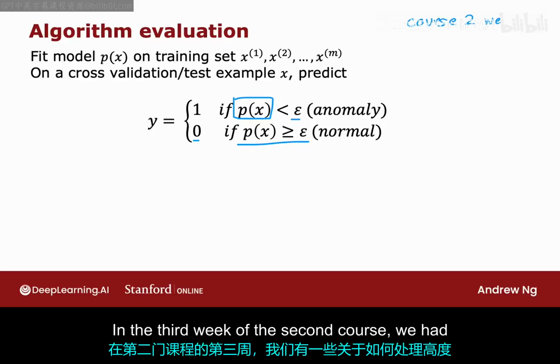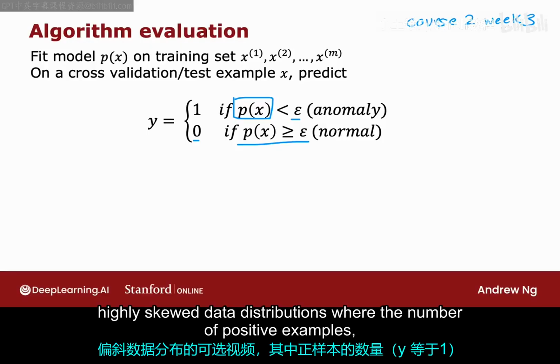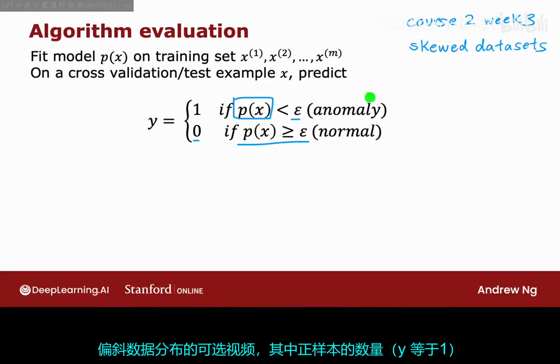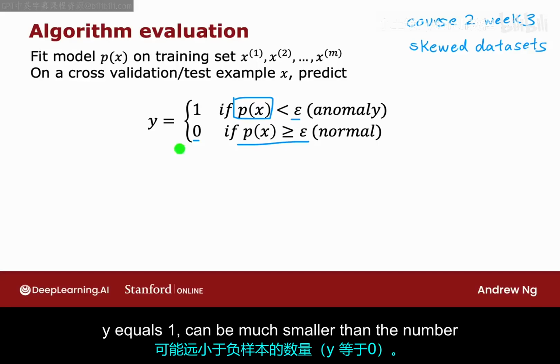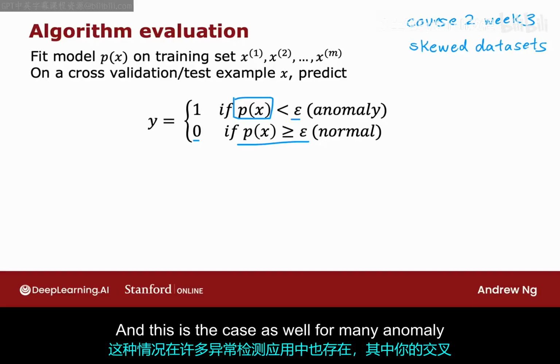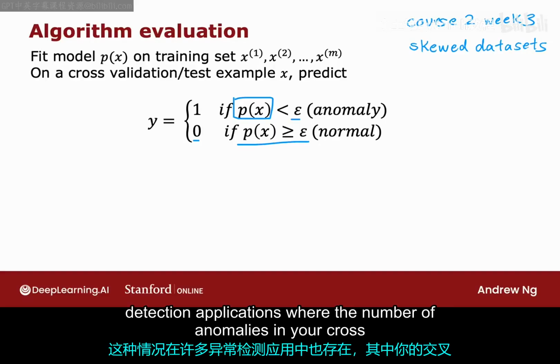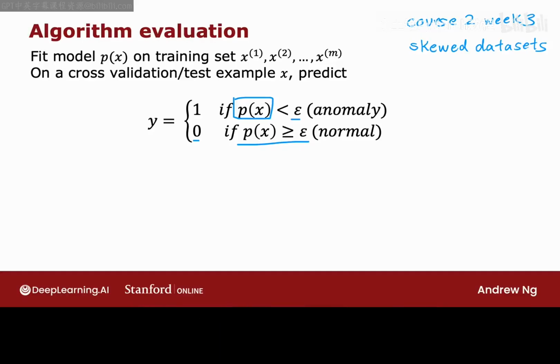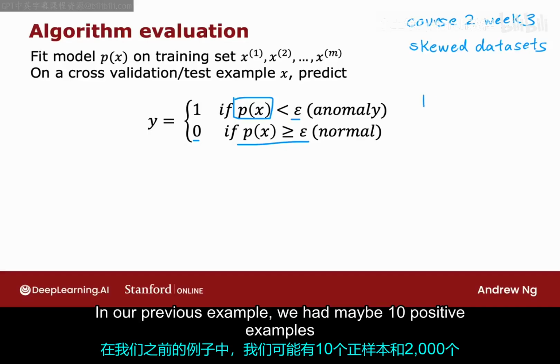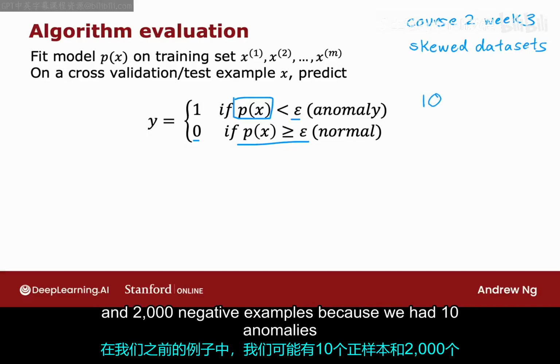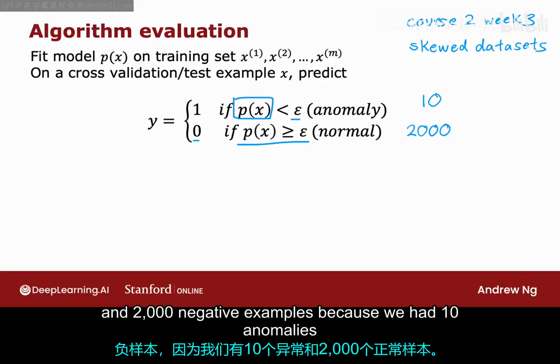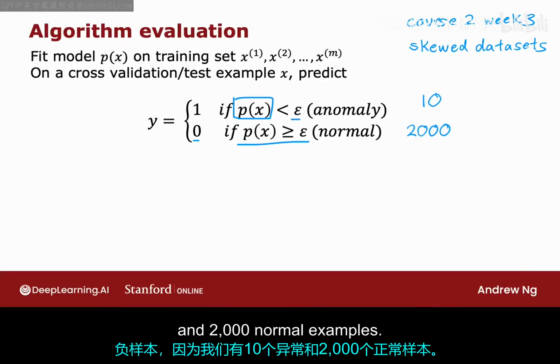In the third week of the second course, we had a couple optional videos on how to handle highly skewed data distributions where the number of positive examples, y equals 1, can be much smaller than the number of negative examples where y equals 0. And this is the case as well for many anomaly detection applications where the number of anomalies in your cross-validation set is much smaller. In our previous example, we had maybe 10 positive examples and 2,000 negative examples because we had 10 anomalies and 2,000 normal examples.